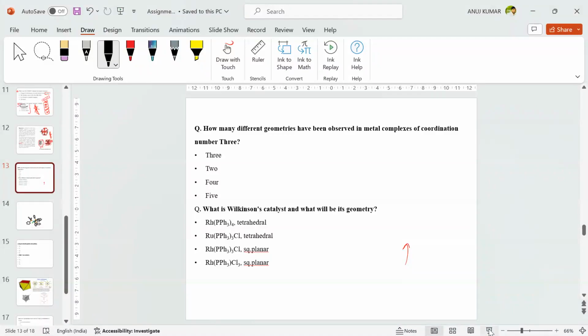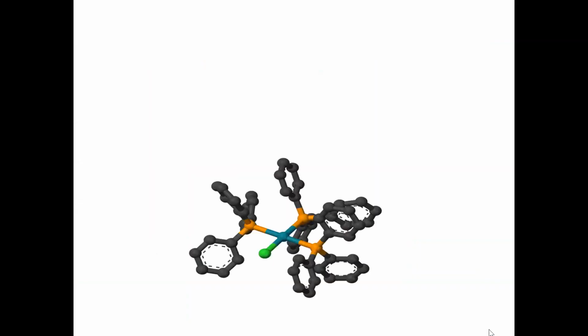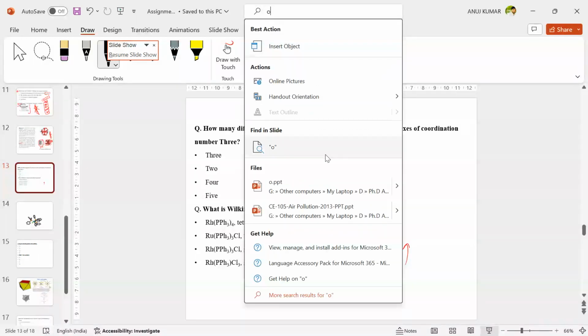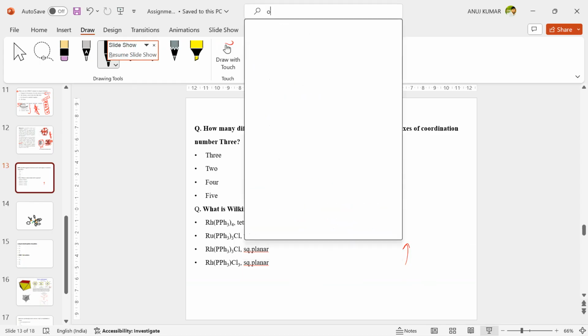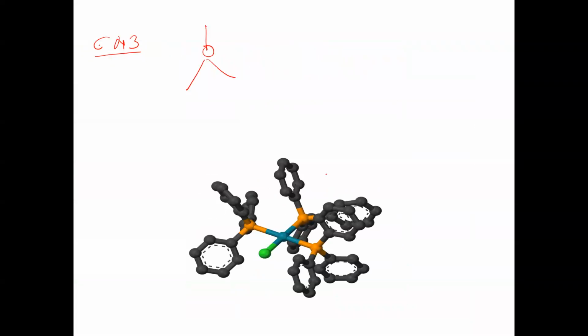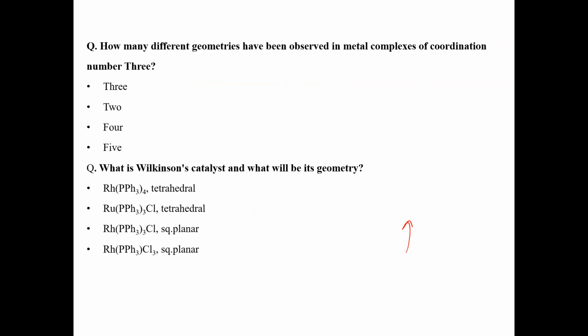So what are the possibilities of coordination number three? If I have a coordination number of three, you can have a trigonal planar structure. You can have this type of structure, these are the ligands. And you can have a T-shaped structure also. So basically, three geometries are possible.